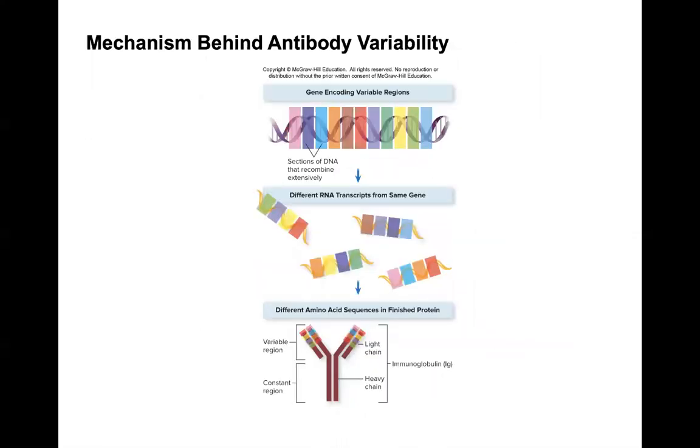Okay, sorry. So the mechanisms behind antibody variability. We have genes that encode variable regions. What happens is those particular genes, depending on the introns and exons of those genes, you end up with different RNA transcripts from the same gene. The different RNA transcripts produce different amino acid sequences, which make proteins, so you're essentially making different antibody receptors or immunoglobulin receptors.